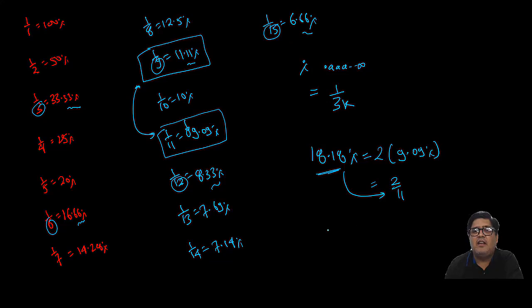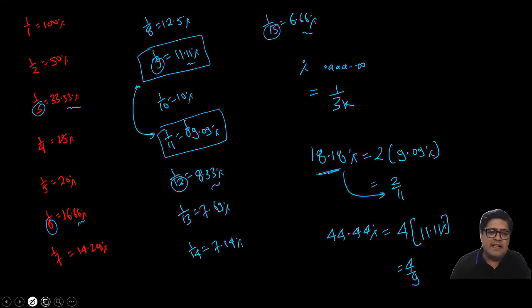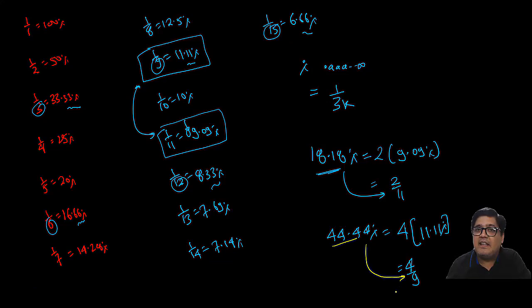Conversely, if I want 44.44%, what is that? 4 into 11.11. What is 11.11? 1 by 9. What I just explained to you here is, when it is a multiple of 11, the denominator will be 9. When it is a multiple of 9, the denominator will be 11. Just to observe, just to learn these things.